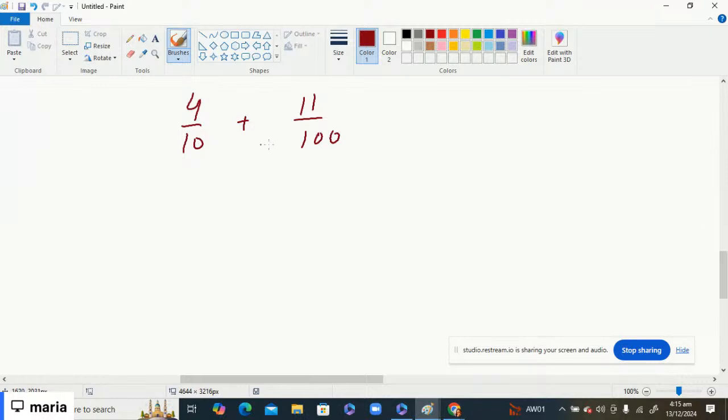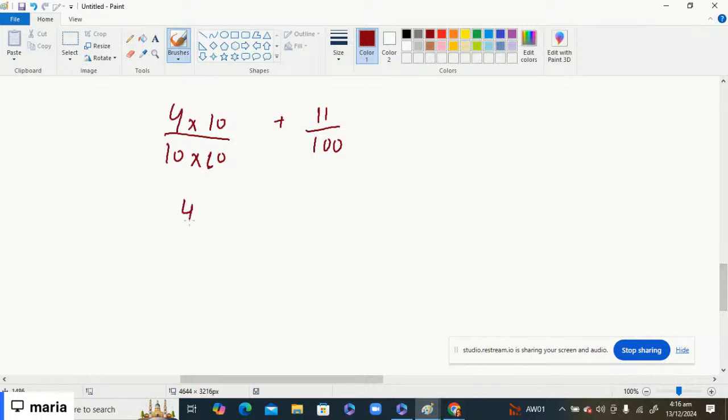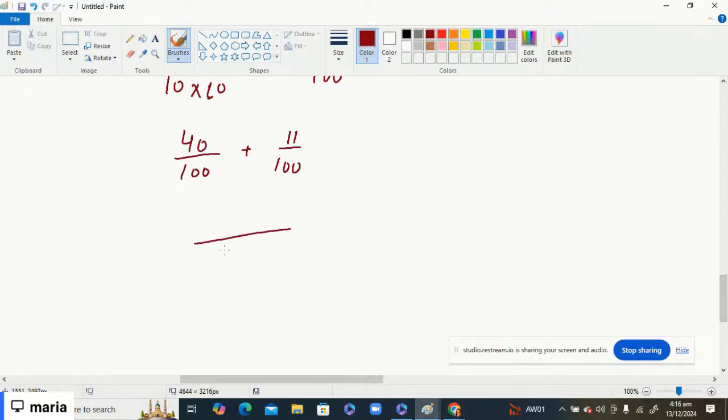First of all, we make the denominators equal. How does it become equal? Multiplying and dividing with 10. 4 times 10 is 40, 10 times 10 is 100. Then 11 over 100. Now putting only one denominator here, that is 100. Adding their top numbers, 40 plus 11, that is 51 over 100.